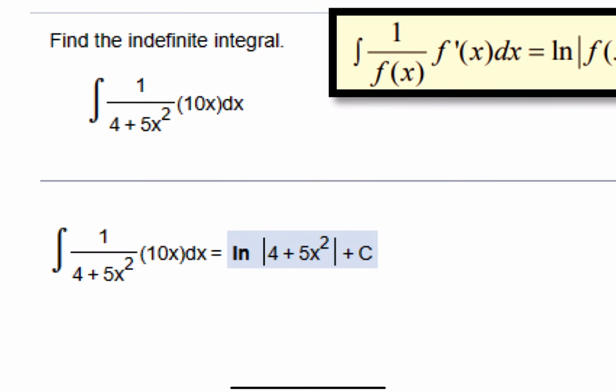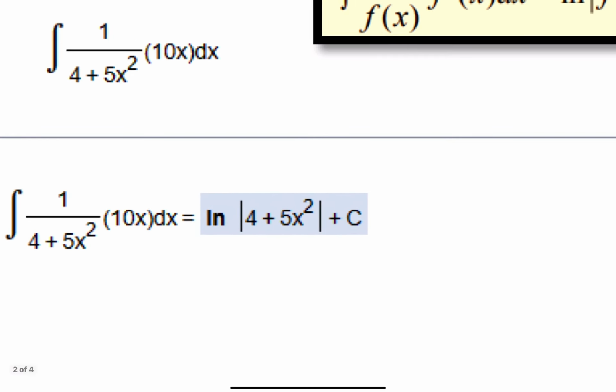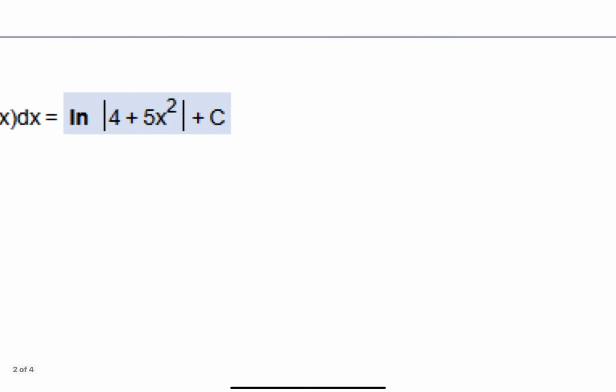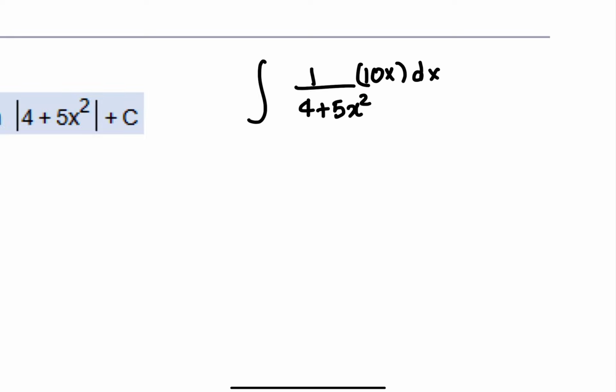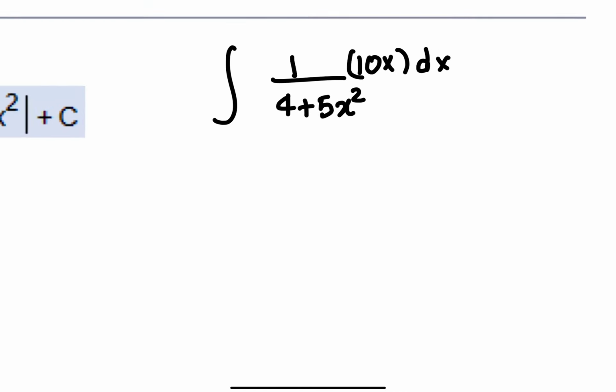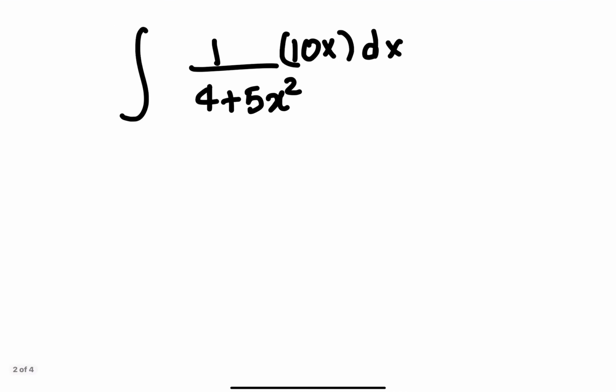So here I have, let me write this down. I have the integral, in a different color, of 1 over 4 plus 5x squared, times 10x, dx. Okay, now let's see how do we work this out.